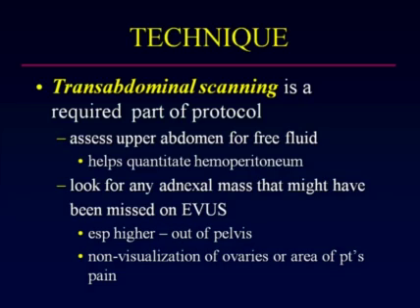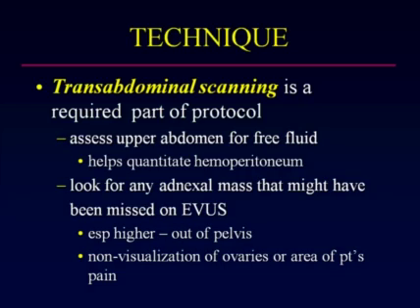The reason for this is that you need transabdominal scanning to assess the upper abdomen for the presence of free fluid, and this will help quantitate any hemoperitoneum that you might have identified in the pelvis. This is extremely important in determining the hemodynamic stability of the patient. In addition, you want to use transabdominal scanning to look for any adnexal mass that might have been missed on endovaginal scanning, particularly masses that are higher, perhaps displaced out of the pelvis.